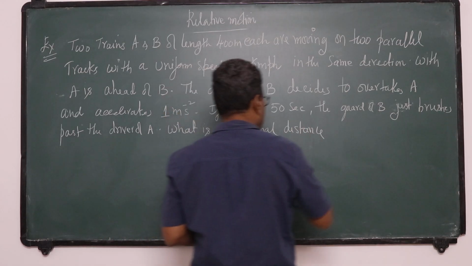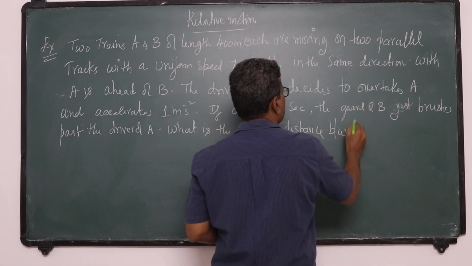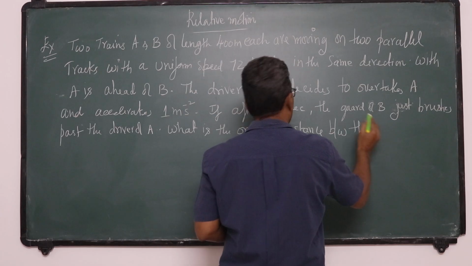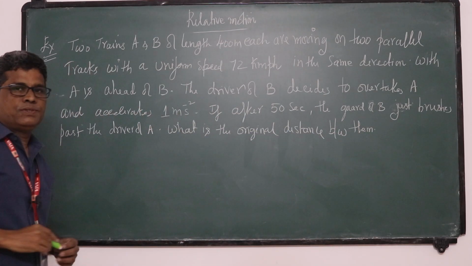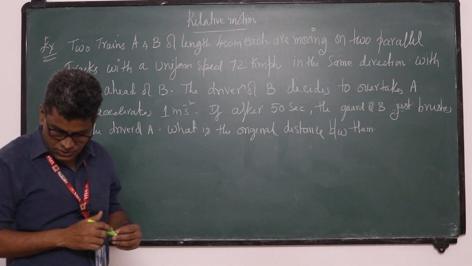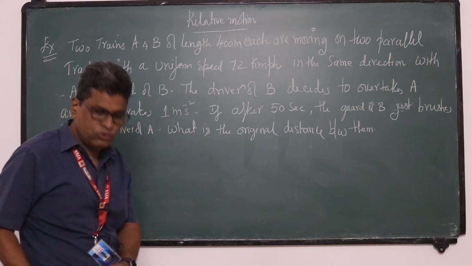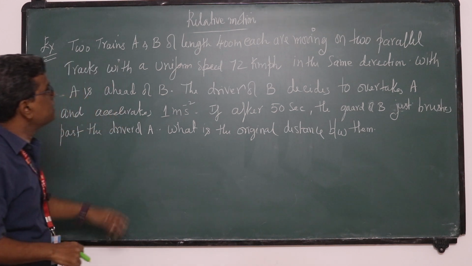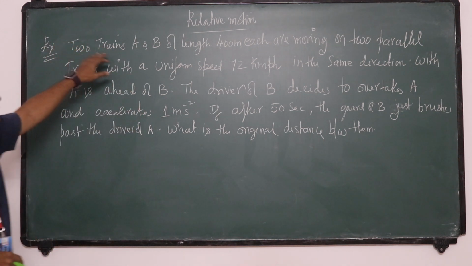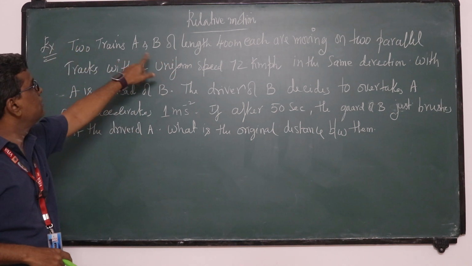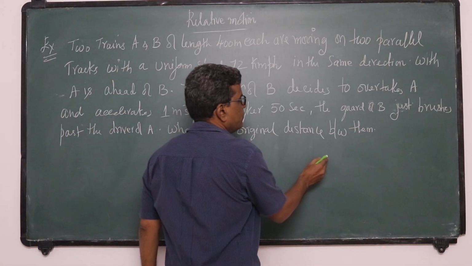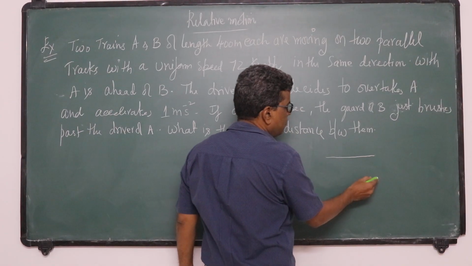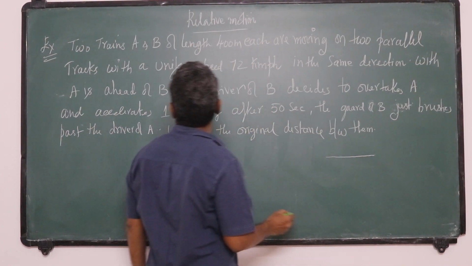Original distance between them. So this is the problem. How can we solve this problem? By relative motion, we will solve this problem. Okay, two trains. So we are comparing the trains A and B. So let us analyze this problem. The first step of the problem is to analyze.